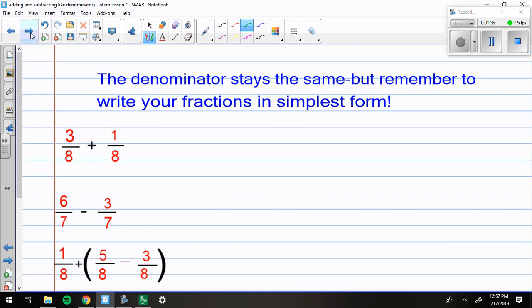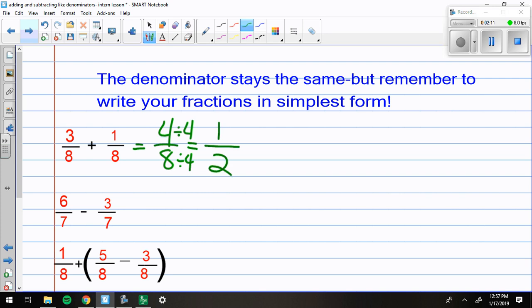Remember, denominator stays the same, but you have to write your sum or difference in simplest form. So 3/8 plus 1/8, that would be, my 8s stays the same, my denominator stays the same. 3 plus 1 is 4. But I'm not done. I need to write my answer in simplest form. I can divide both of these by 4. My numerator divide by 4, denominator divide by 4, and I get 1/2.